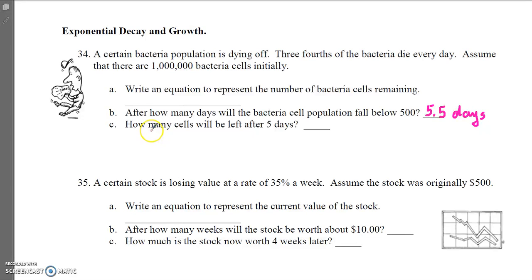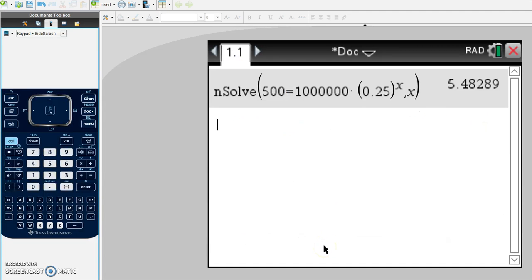Okay, the next one says how many cells will be left after 5 days. So now we're going to type in our equation. We want to know after 5 days. So the x is representing the number of days, or the time. So we'll type in 5 for our x. So let me go back to the calculator. Okay, so we have the 1 million, parentheses, 0.25, and then instead of an x, remember we're raising it to the 5th power because they want to know how many cells will be left after 5 days. So this is how much will be left right at 5 days.